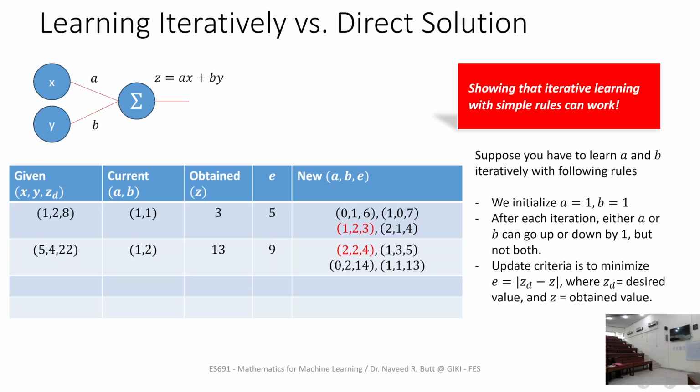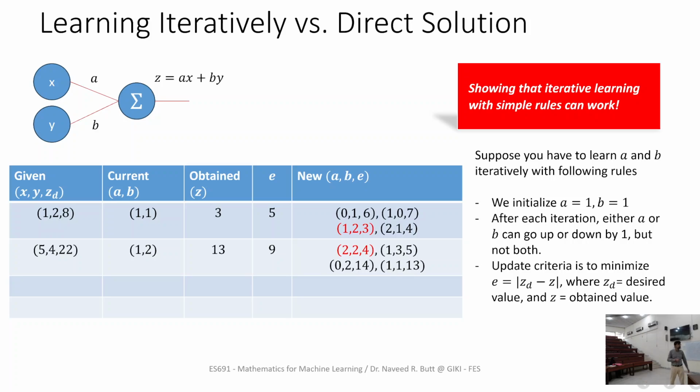5, 4. Iterative learning needs data. So I give you another pair: 5, 4, 22. Now you are here at 1 and 2. 5 times 1 plus 4 times 2 will give me 13, but this is saying that it should be 22.